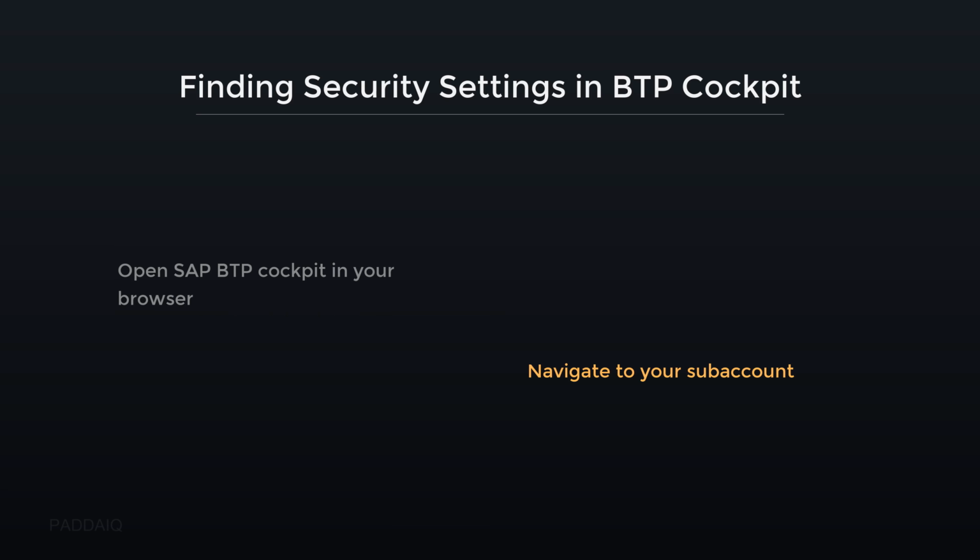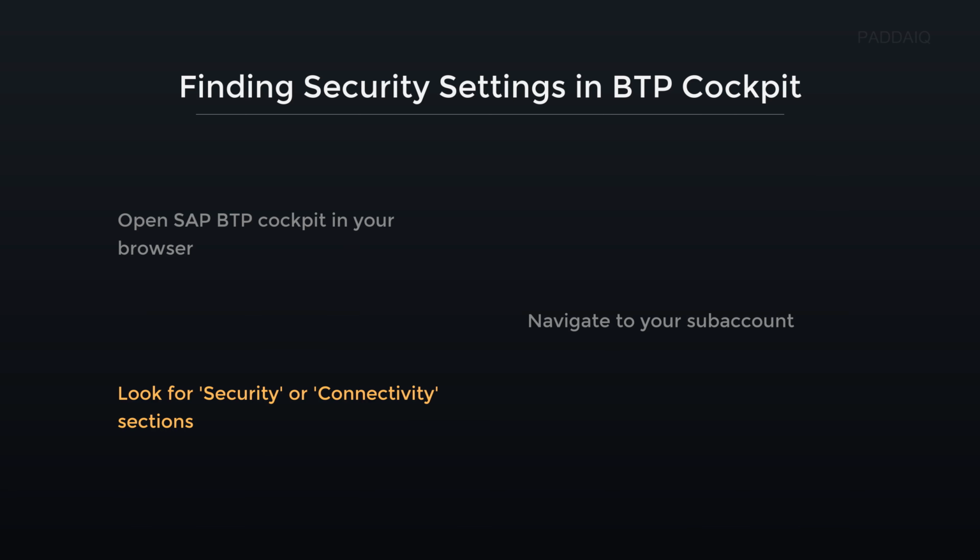Navigate to your sub-account. This means opening the specific project area in the BTP cockpit where your applications and services run. For instance, if you manage a retail application, you would select its dedicated development sub-account. This is the essential first step to configure any security.